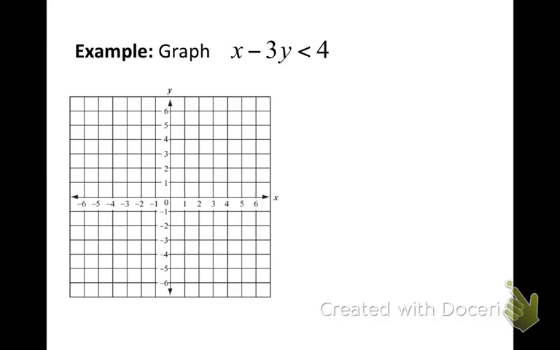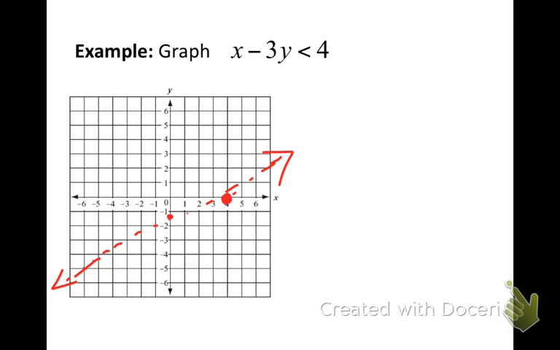Okay, if we went with intercepts, what's my x-intercept? 4. So I'm going to put a dot at 4 on my x-axis. What's my y-intercept going to be? Negative 1 1/3, negative 4 divided by 3, right? So negative 1 1/3, so just eyeball it. Where you think it would be. Solid or dotted line? Dotted. Good. Oh goodness, that was not very straight. Hopefully yours is better than mine.